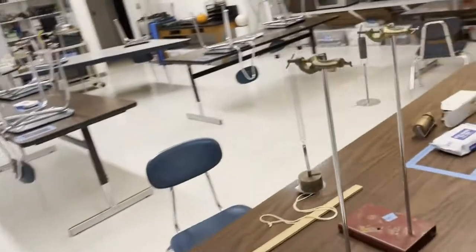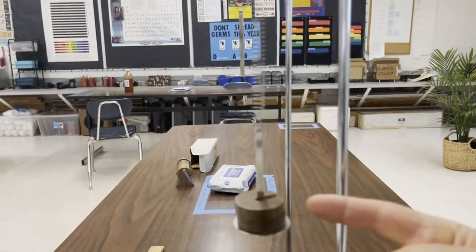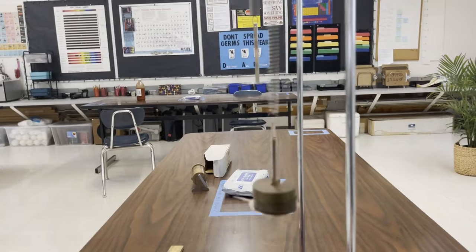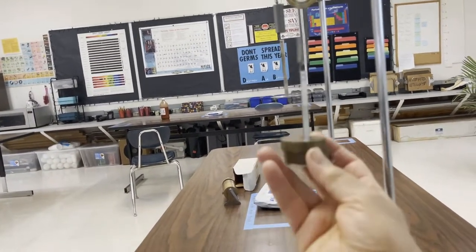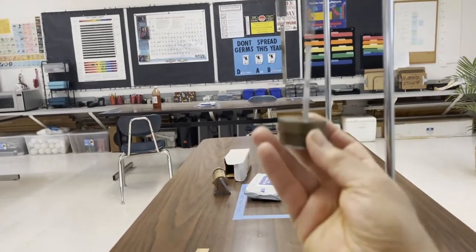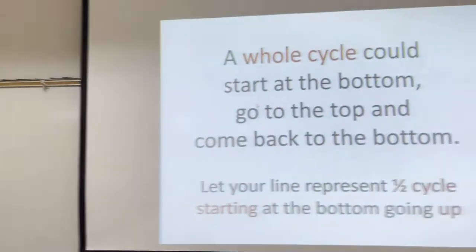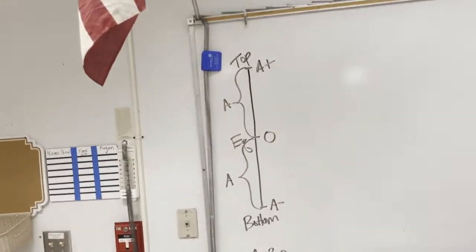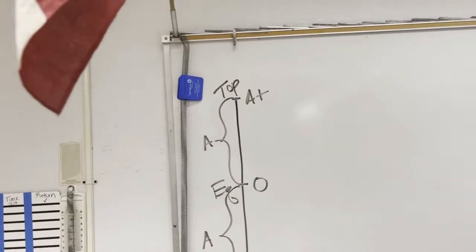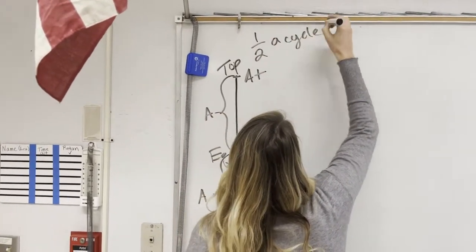So we're going to pretend a full cycle starts here and goes up and down. Half a cycle would start at the bottom and end at the top. So a full cycle is up and down. Half a cycle is up. That's what we're looking at here. So for the next few graphs that we draw, we're only thinking about half a cycle. So this is half a cycle right here. Why don't you write half a cycle there on the very top? That's important.